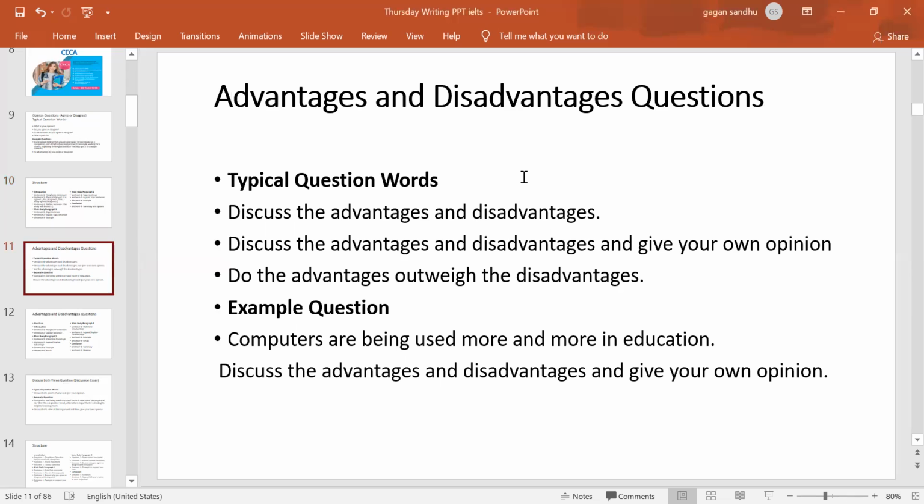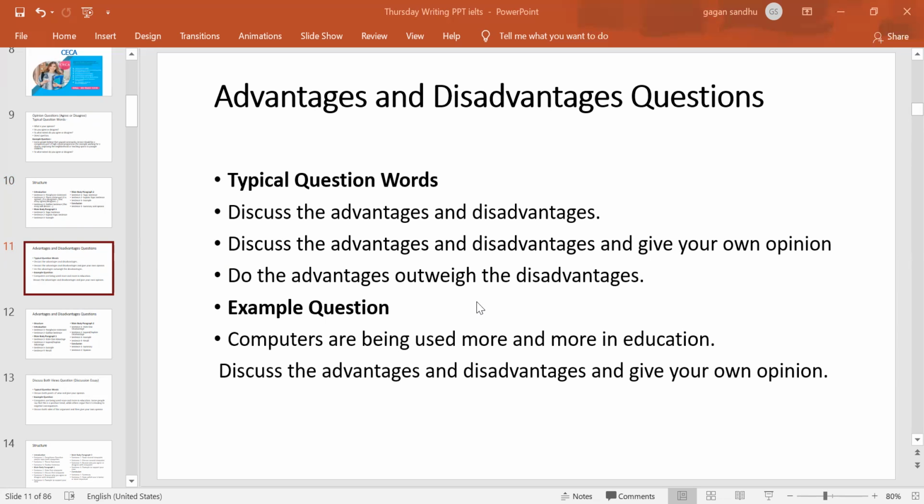Moving to the next one, the advantage-disadvantage question, where they will be asking whether you agree, or what the benefits and drawbacks of the given situation are, right? It could be a situation, it could be an object itself, it could be anything. You see, there is an example I have cited here. Computers, a very common example I picked to explain the situation.